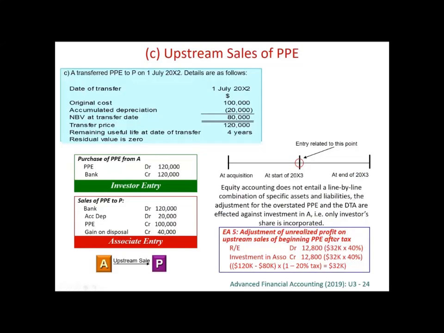In terms of the amount, the gain on disposal is 40,000. We don't share all, we share only 40% after tax. Right? So the gain on disposal is 40,000. After tax, we share only our 40% as an associate.